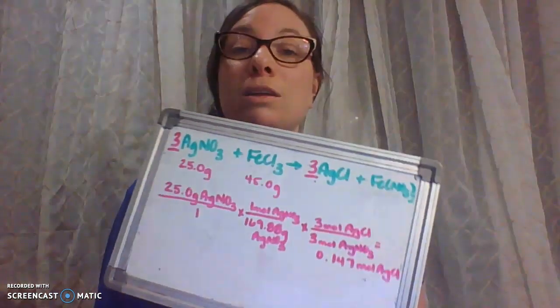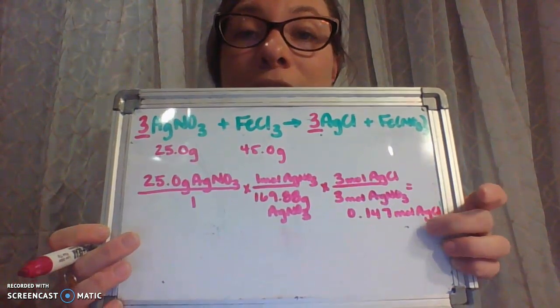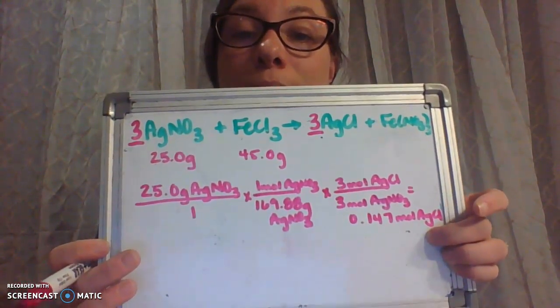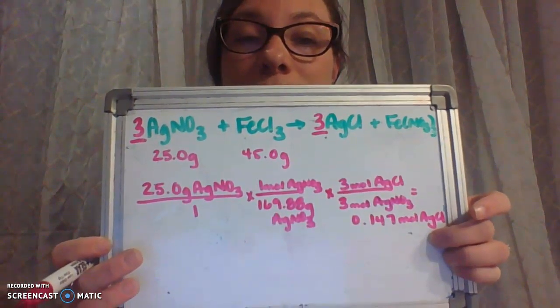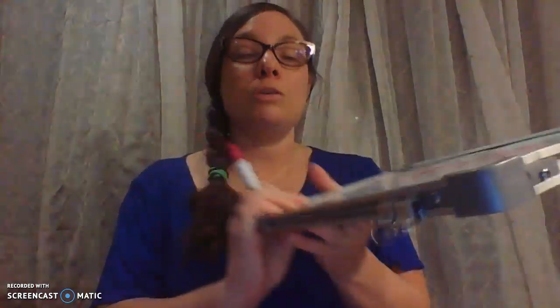You guys can cross that out if you wrote it down, because I don't want it to confuse you. So this amount that we calculated here is the maximum number of moles of silver chloride that could be obtained. The smaller amount is always the maximum amount that you could potentially produce. So we have just answered part C, 0.147 moles of silver chloride.